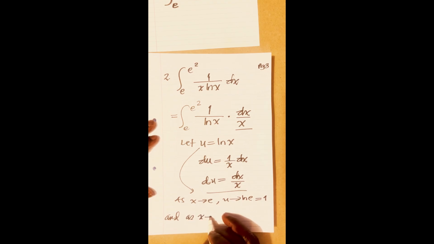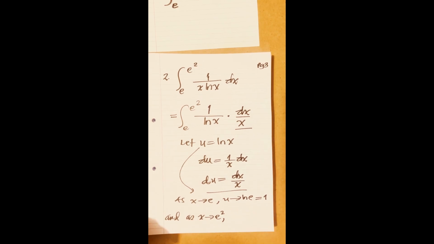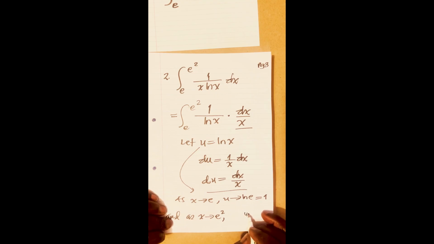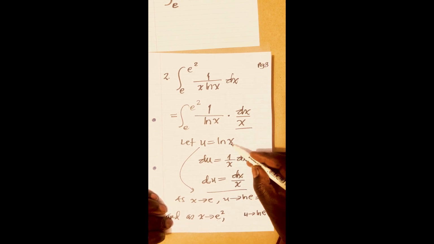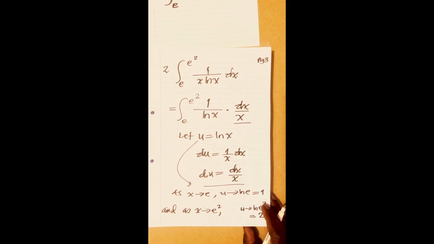And as x approaches e squared, the upper limit, that one there, what does u approach? Well, I want to get rid of this one here. I want to write u there. As x approaches e squared, u must approach the natural log of e to the power 2. We're taking this into that place, remember? And by using laws of logs, this is exactly equal to 2. Now that's the upper limit of our integration.